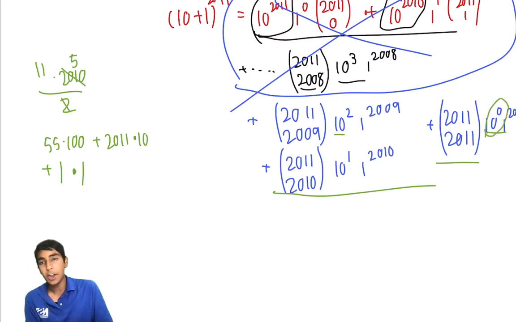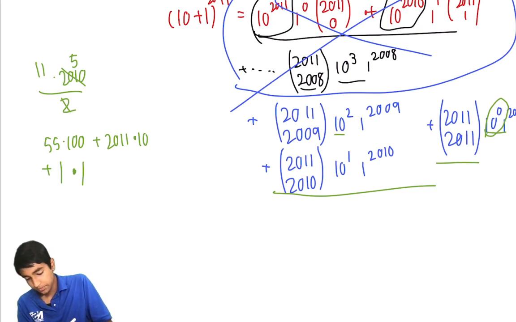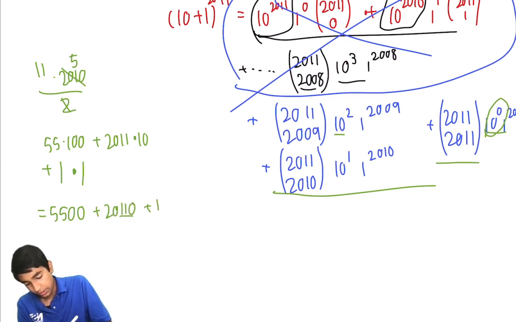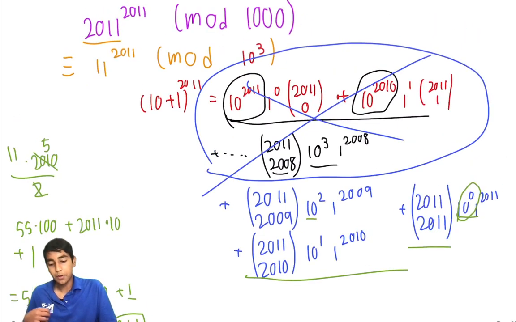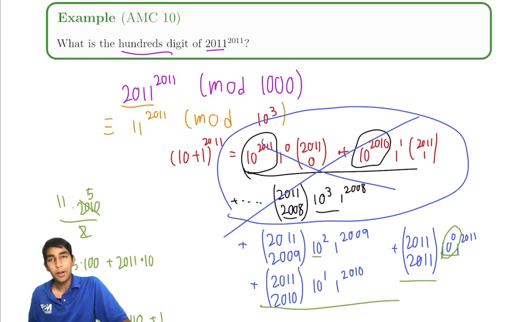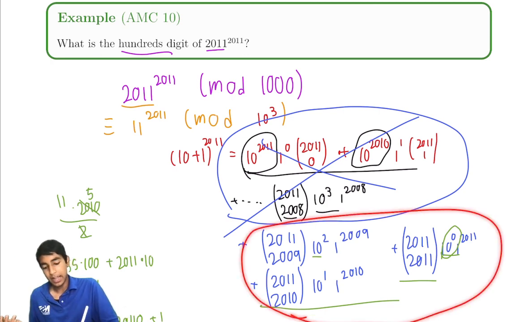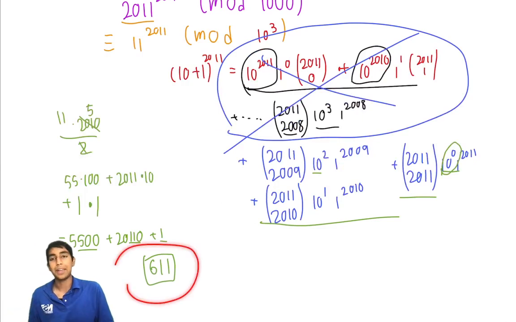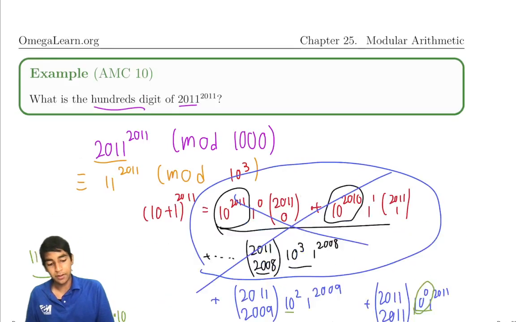And now we're trying to find this mod 1,000. So that's 5,500 plus 20110 plus 1. We ignore everything but the last 3 digits. We add them up to get 611, the final answer. Let's summarize. First, we immediately discarded the 2,000 stuff we don't care about. Then we expanded using the binomial theorem and realized that only the last 3 terms actually matter. And then we evaluated each of these easily, by hand, of course, to get our answer by summing. Our cool application of the binomial theorem, if you ask me.